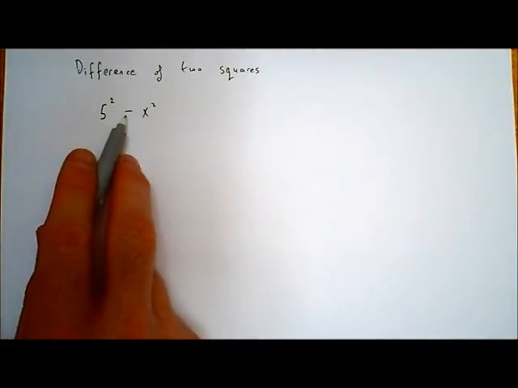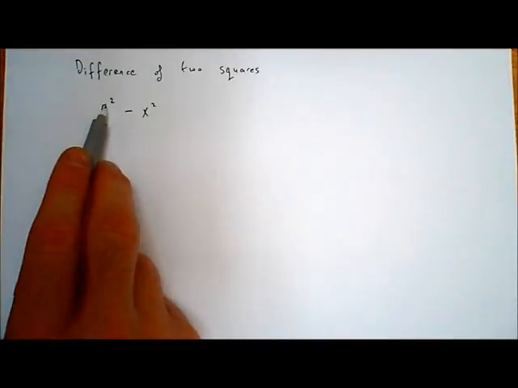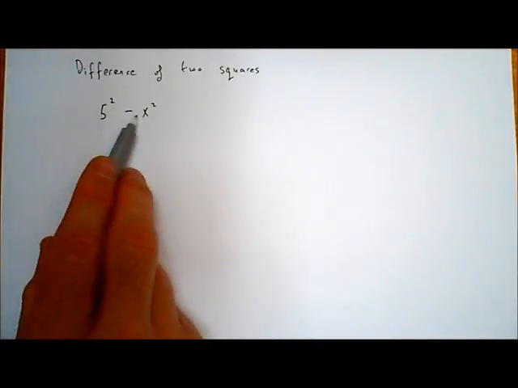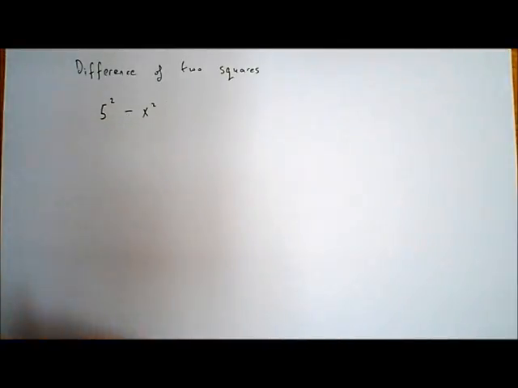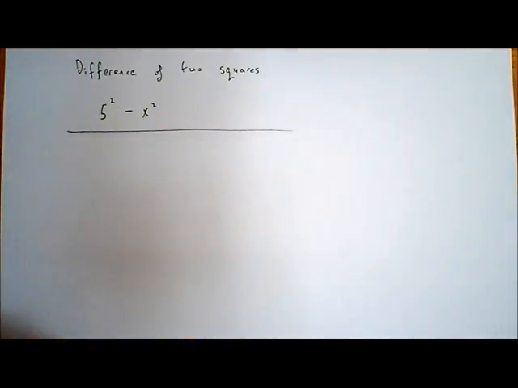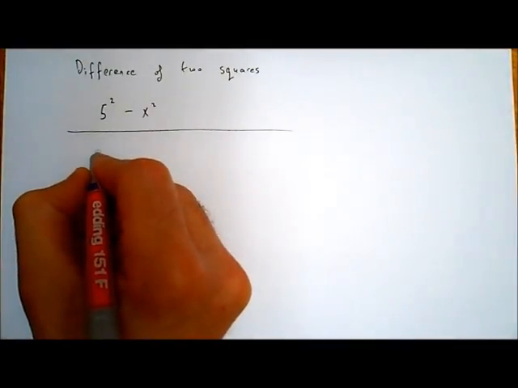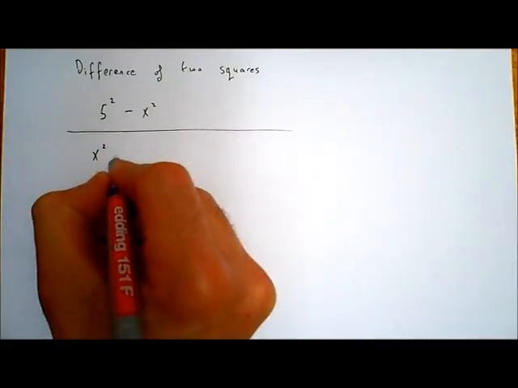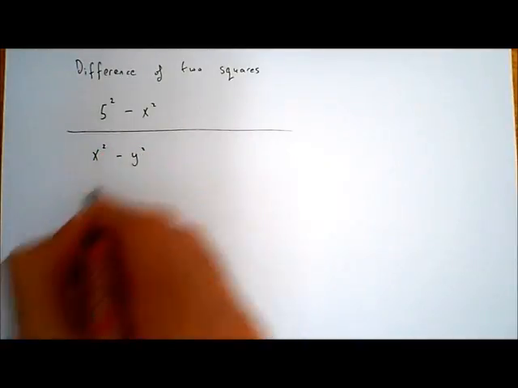It is a difference because I'm subtracting, and it's a difference of two squares because the two things that I'm subtracting are two squares. Now, that's all a difference of two squares is. We want to have a look at when you're factorizing a difference of two squares. So let's say I have x squared minus y squared, and I want to factorize that.